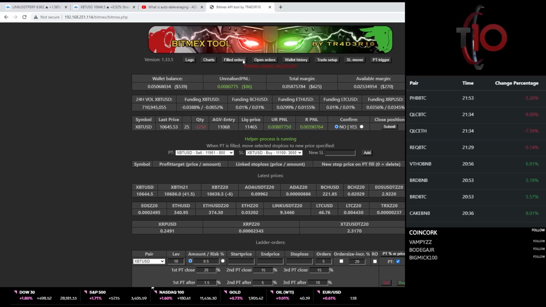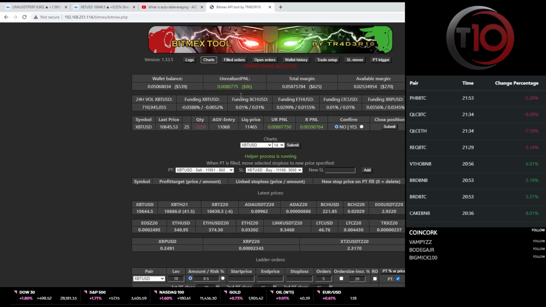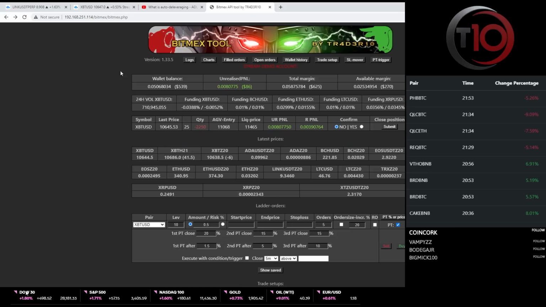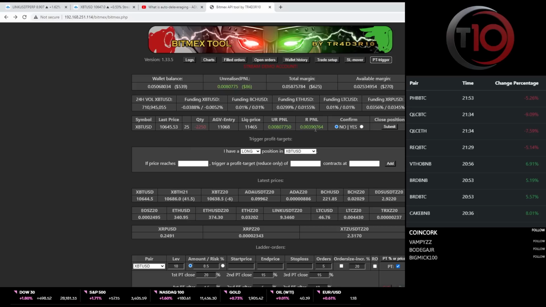You can also see some charts and stuff. So if you want to look for the XPT chart, I think this should work. Yeah. Just if you don't have TradingView or something up, you can use this. Wallet history. You can turn on and off some trade setups. And PT trigger is the same.